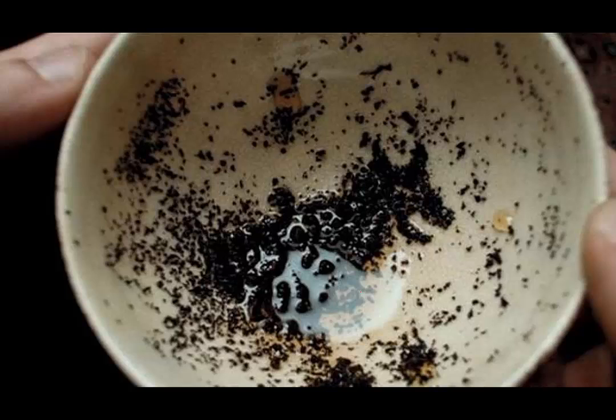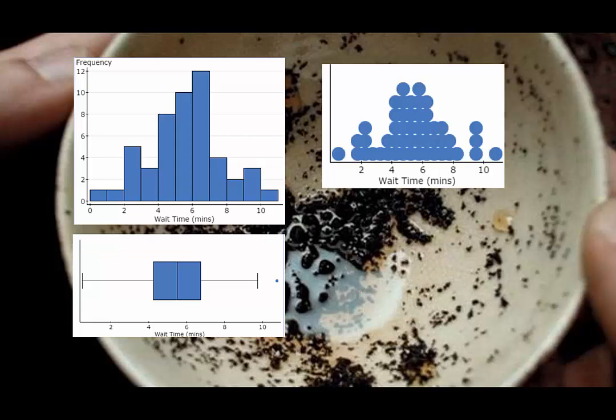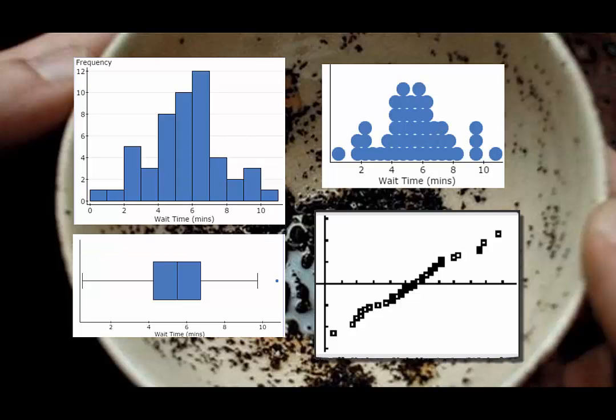I recommend creating as many displays as needed to make your case for or against normality. This includes histograms, dot plots, box plots, stem and leaf plots, probability plots. Much of this depends on the context and the size of the data set.